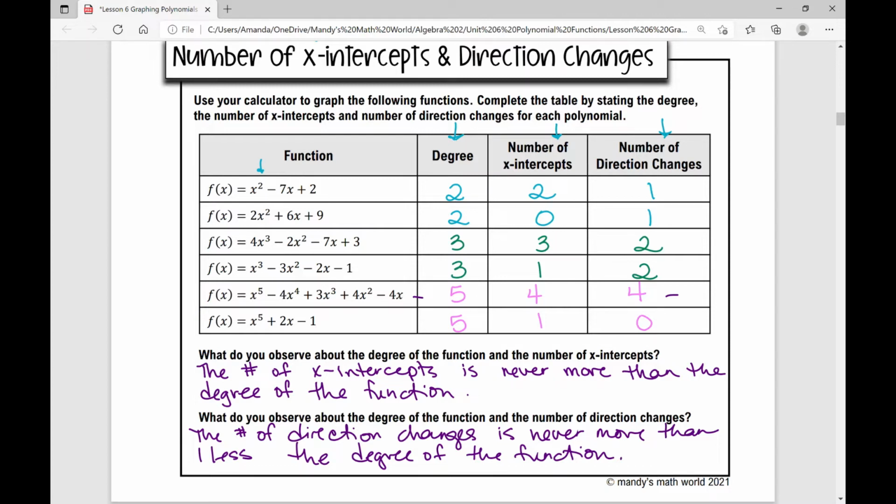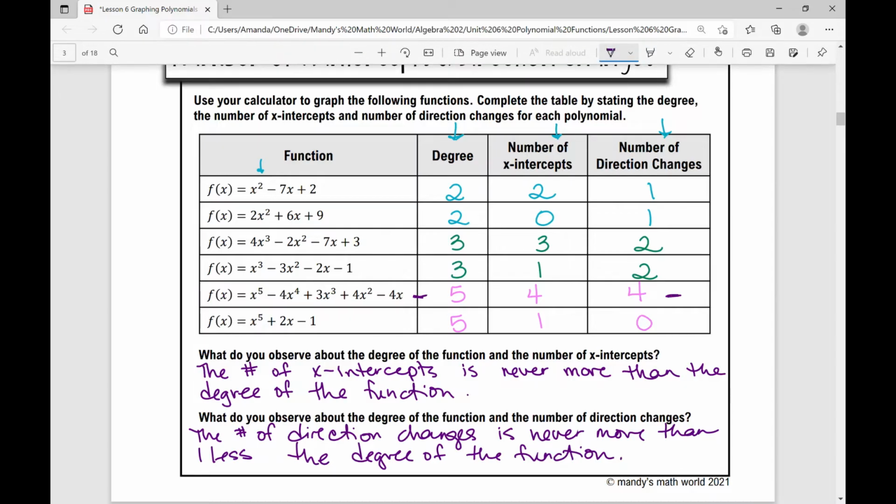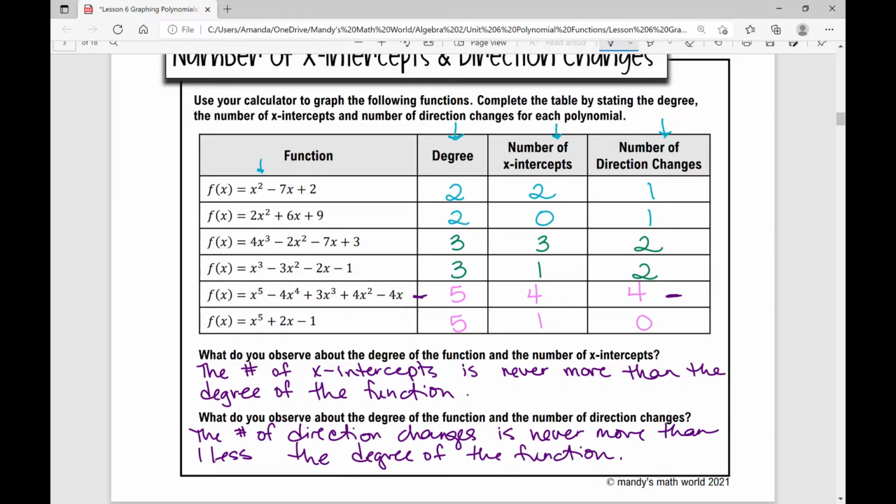Did I say that right? I'm sorry, I didn't say that right. So you might have 4 and then maybe 2, but you're never going to have like 3 or 1.